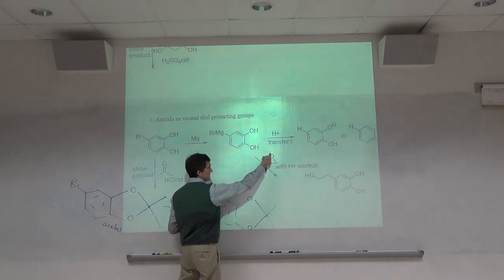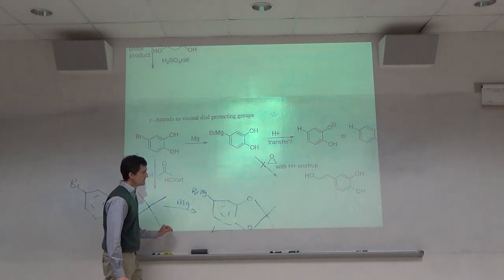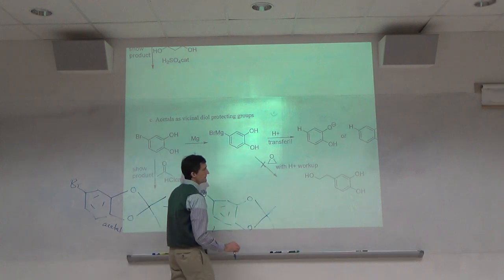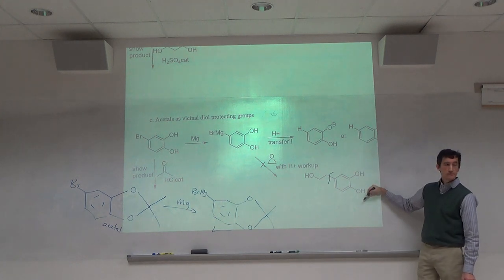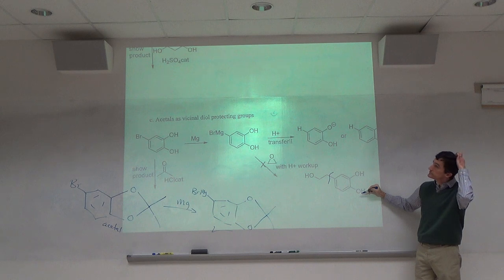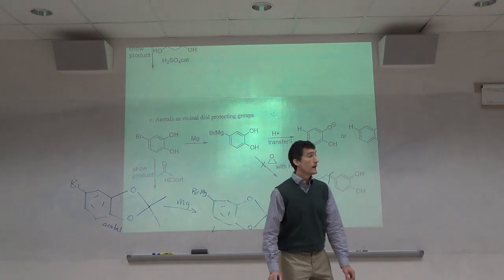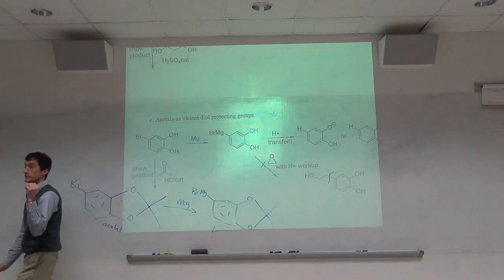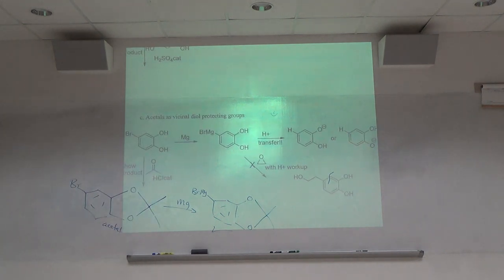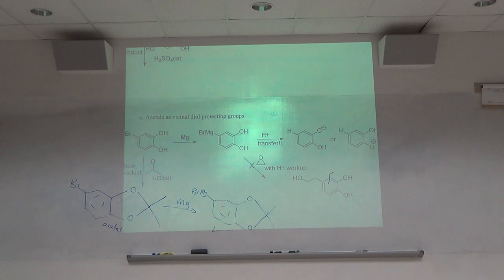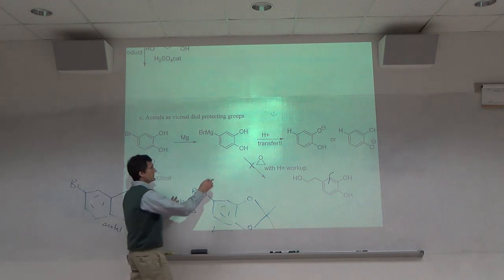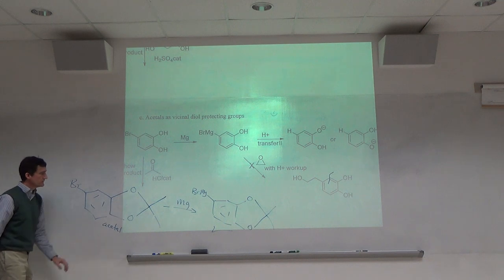Then maybe we want to react with the epoxide. We can react with the epoxide, and we can end up getting this here. How would we then liberate the two OHs? H3O plus, like we liberated in the previous three or four examples. So that's actually a protecting group strategy for a diol as an acetal.